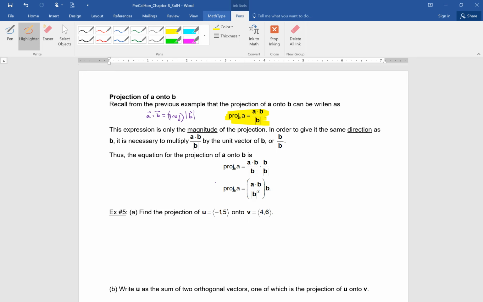What if we wanted to give it a direction? Technically, it's the shadow that's on B. So in what direction is that going? It's going in the same direction as B. Remember what we talked about before? If this was vector B, and this was vector A, and here is the projection, it's going in the same direction as B, yes?